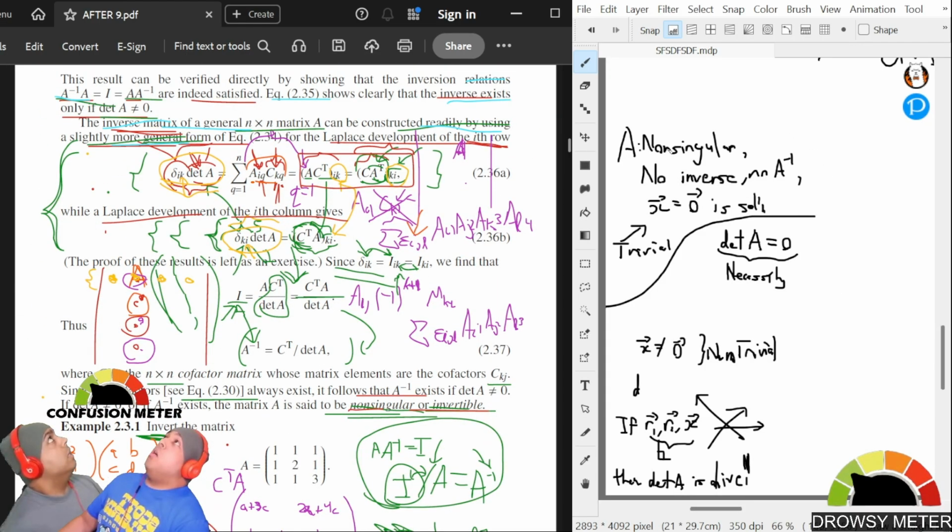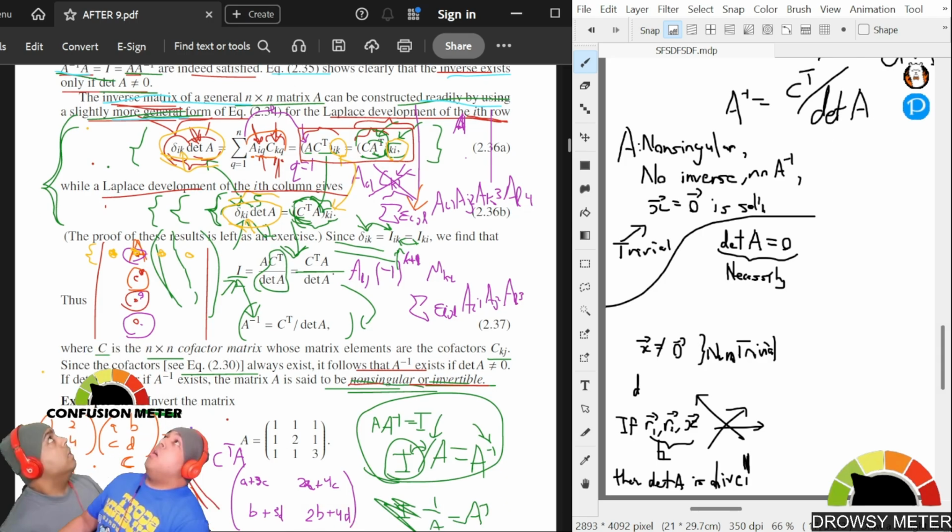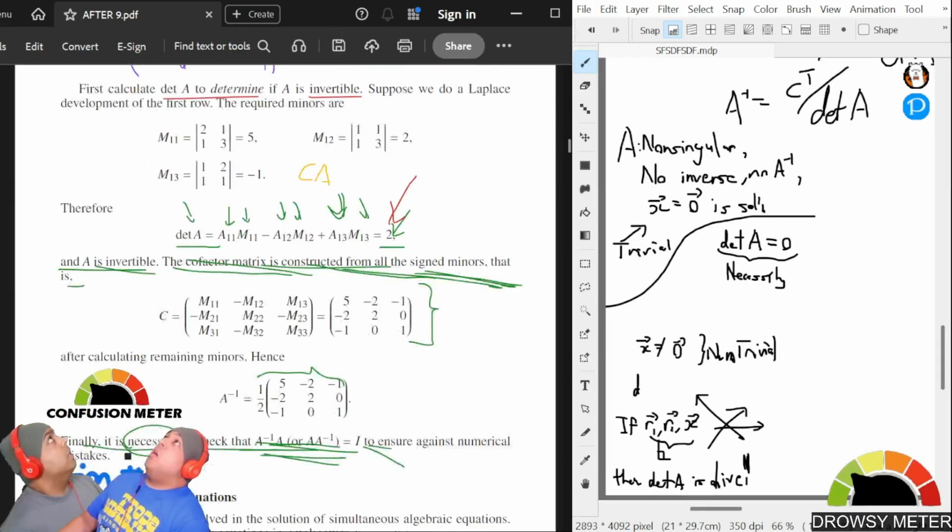Okay, let me write this down. A inverse equals the cofactor matrix transposed over the determinant of A. If the determinant of A is not equal to 0, that means the inverse exists, which means it is invertible or non-singular.